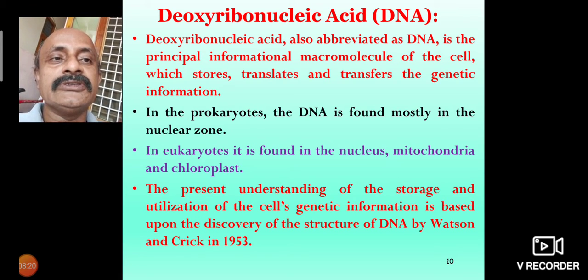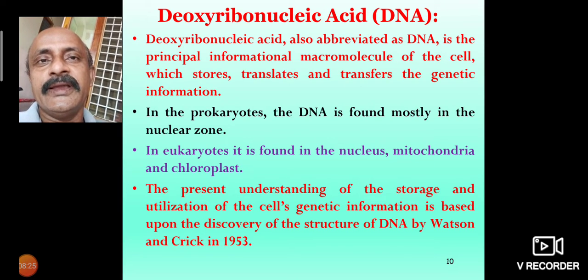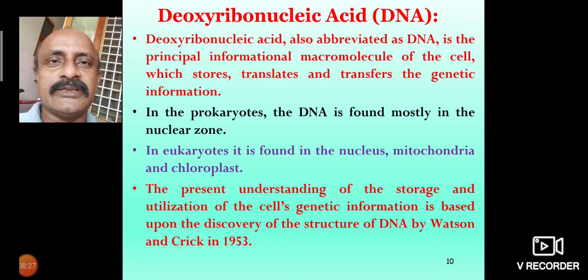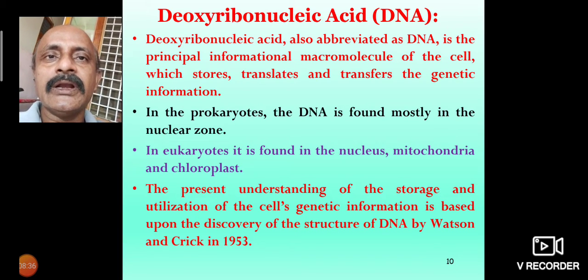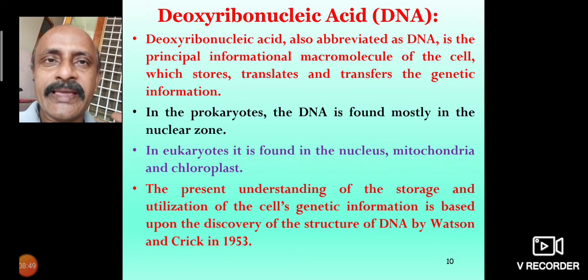In eukaryotes, DNA is found in the nucleus, mitochondria and chloroplast. The DNA is present in three cell organelles: majorly the nucleus, and minorly the mitochondria and chloroplast. The DNA in the nucleus is called the nuclear genome, and there are also the mitochondrial genome and chloroplast genome. Genome means a group of genes carrying specific characters.